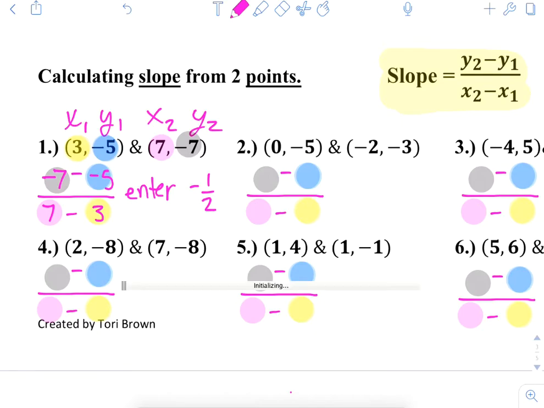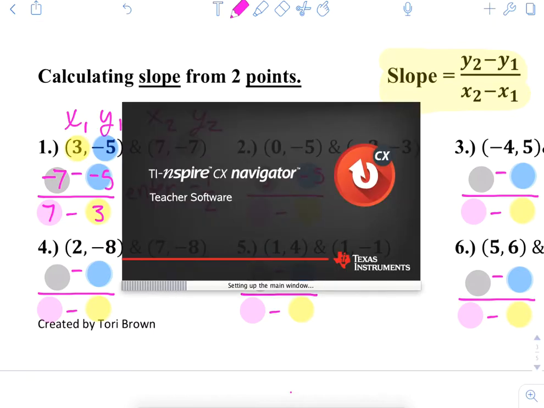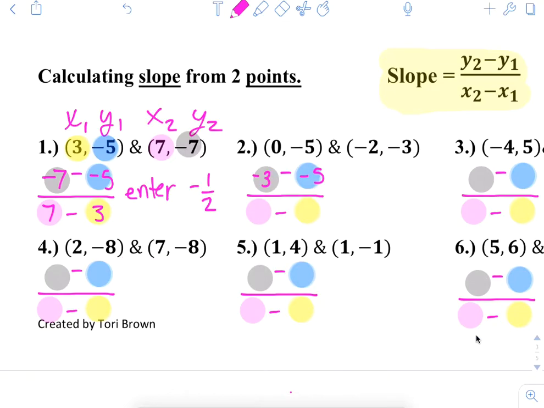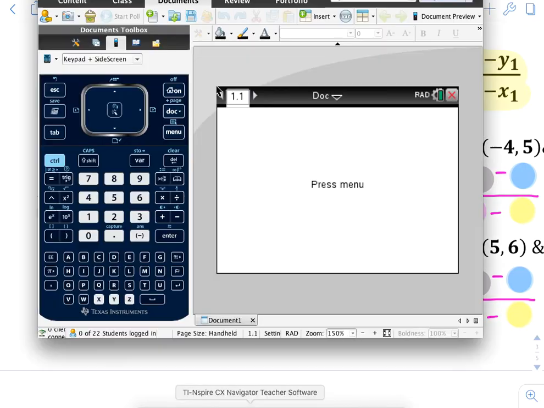If I plug in my y2, that would be a -3. y1 would be a -5. x2 would be a -2. And x1 would be a 0. So if I plug that in, let's see what we get. I should end up with a -1. If that's something that you did not get, we're going to want to type that in a calculator, make it a little bit smoother. Let's see if we can pull that up.